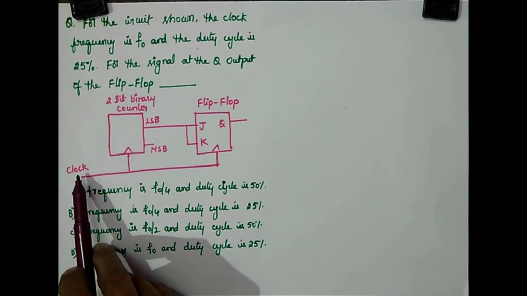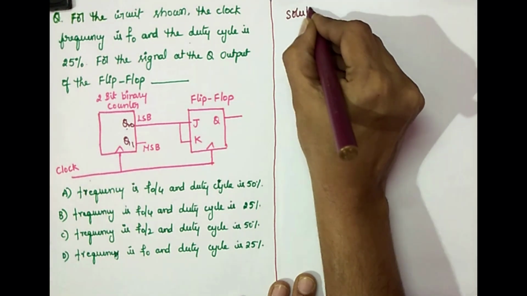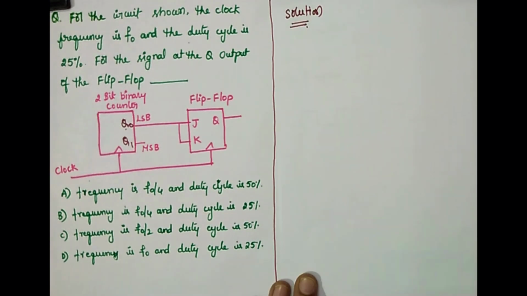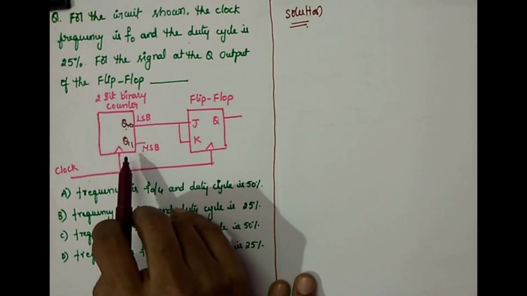They have given the clock frequency as F0 and the duty cycle of the clock signal as 25%. Let's go for the solution. See here, the counter is a 2-bit binary counter. When the type of the counter is not mentioned, you have to consider it as an up counter. It is a 2-bit up counter. And consider the outputs of the counter Q0 and Q1.